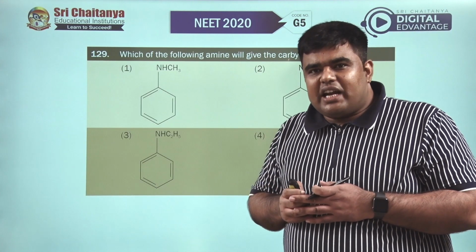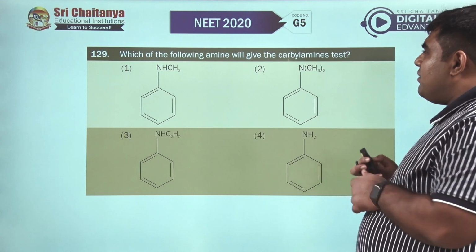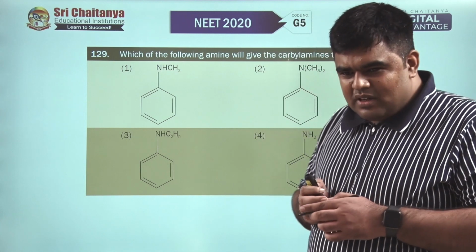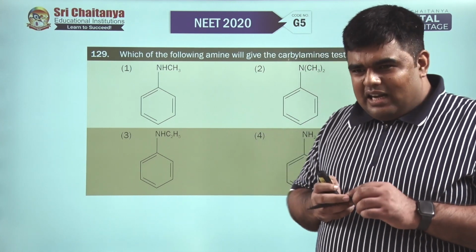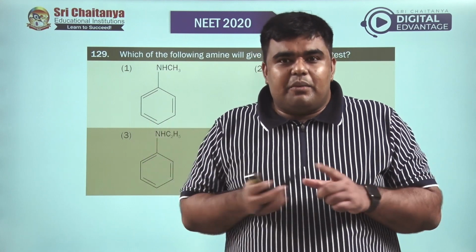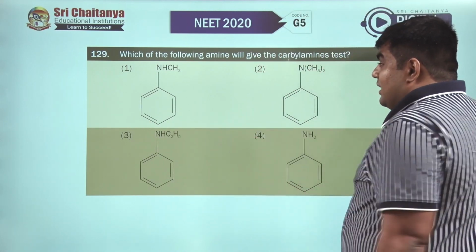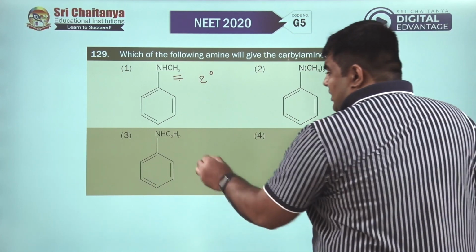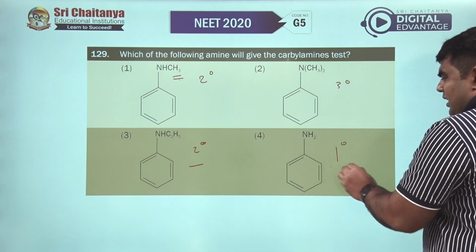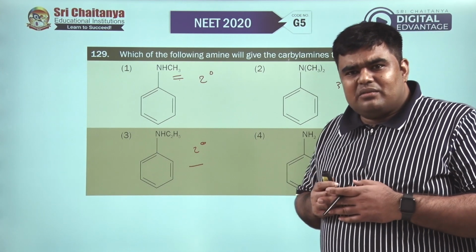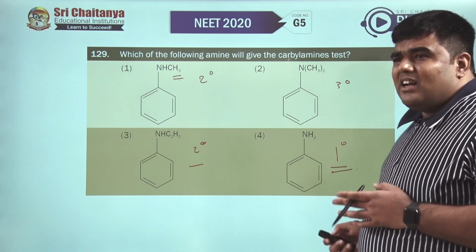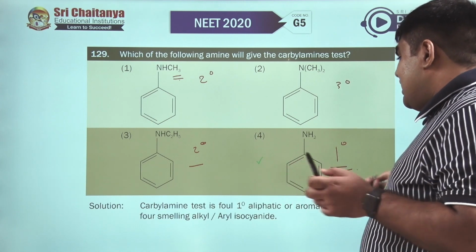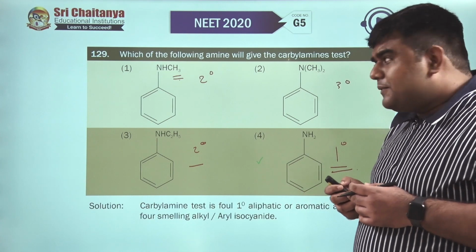Moving to question number 129. Which of the following amines will give the carbylamine test? The carbylamine test is given by 1 degree amines. It can be aliphatic or aromatic, but it should be a 1 degree amine. Looking at all the other options, this is 2 degree, this is 3 degree, this is again 2 degree, and this is 1 degree. This is an aromatic amine, but that is not our concern. This will give the carbylamine test, which is nothing but the formation of aryl isocyanide, a foul smelling gas.